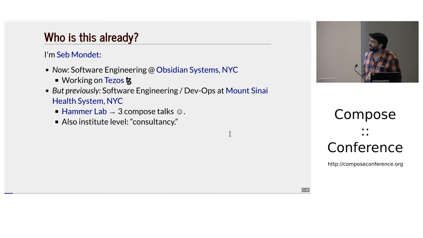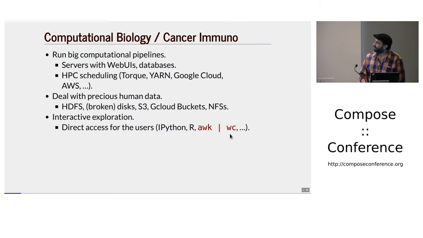So who am I? I work at Obsidian Systems, mostly on Tezos, the cryptocurrency, but before that, I was at Mount Sinai at the Hammer Lab. The Hammer Lab has done 3 talks at Compose. I think we were there every year, and I did 2 of them. At Mount Sinai, I also did some institute level consultancy, which was also sysadmin DevOps for biologists and all that kind of stuff. So it was about computational biology and cancer immunotherapy in particular.